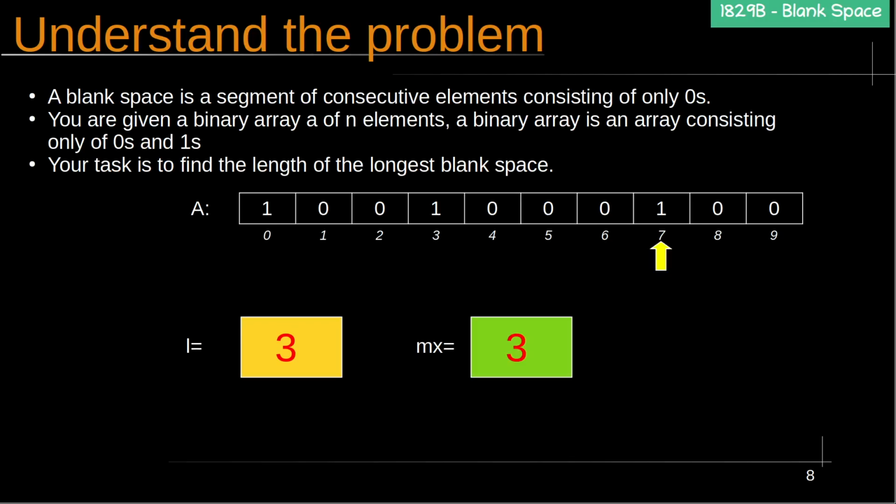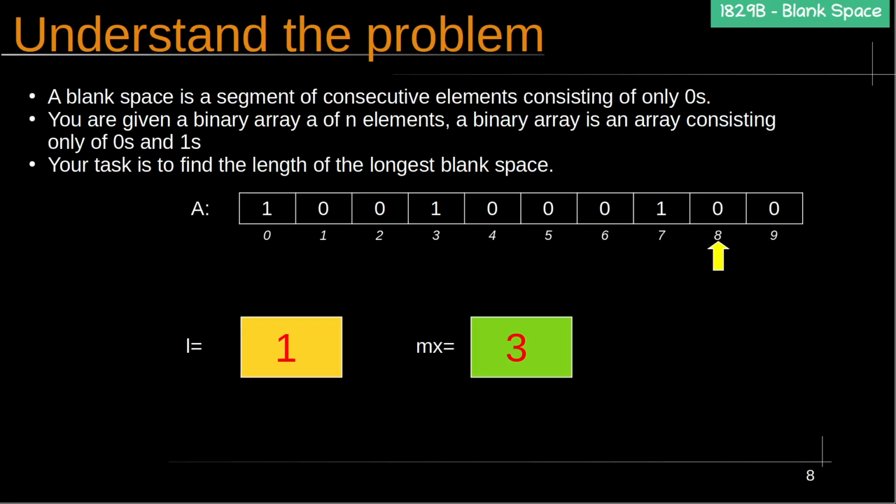At that position we have 1, which is not the blank space, so it returns to 0. Why we return to 0 is because maybe there is another blank space or another sequence after that 1, so we have to recompute it. So L is equal to 0, and we recompute the length of that sequence.